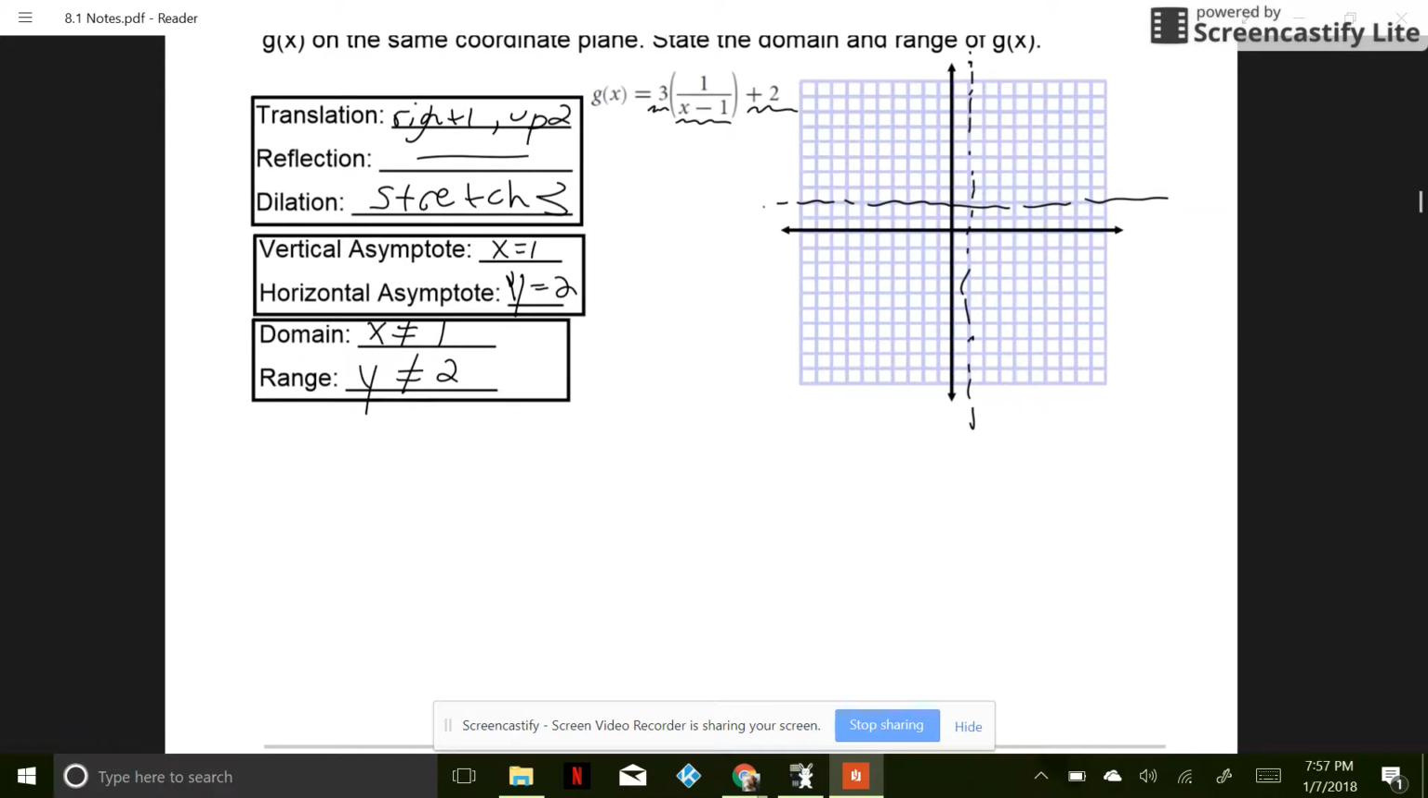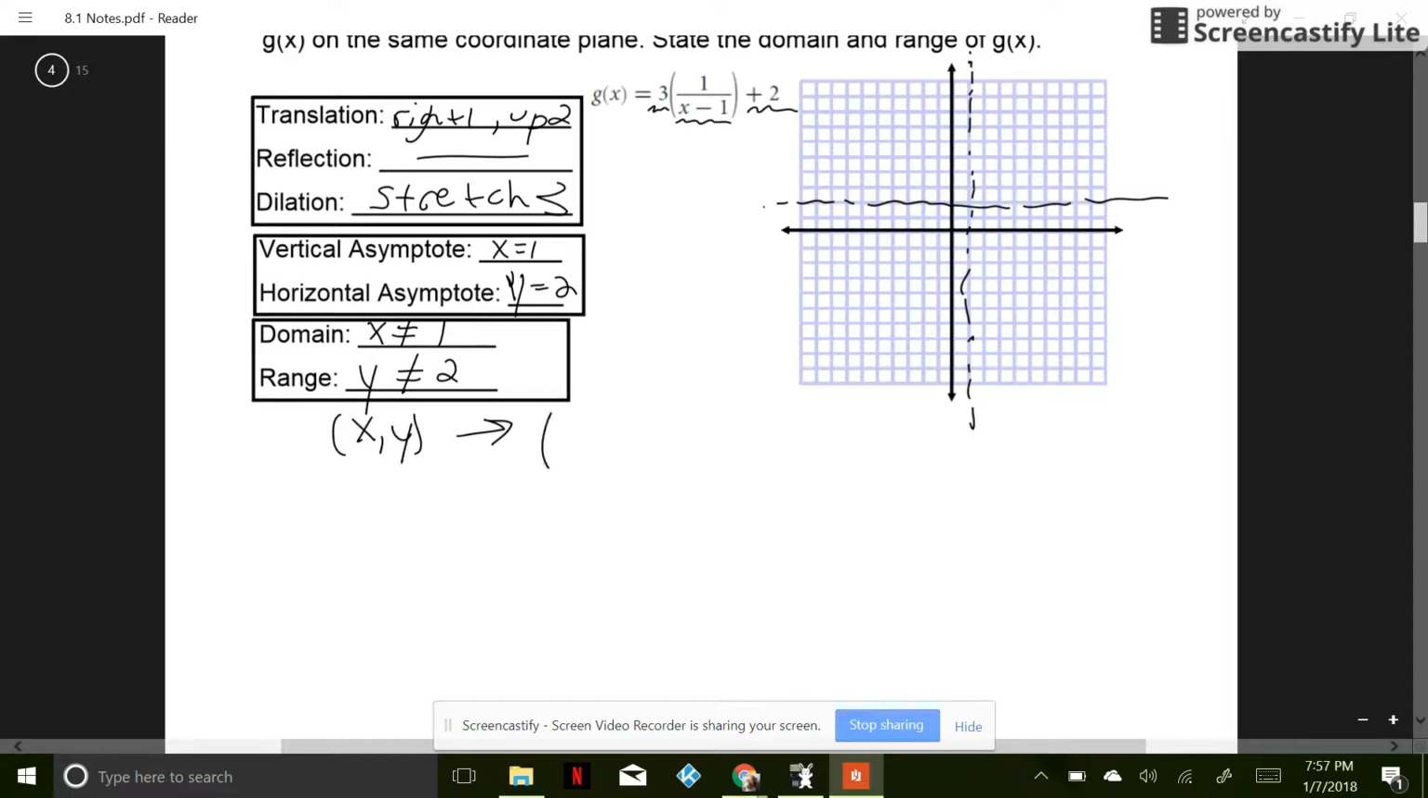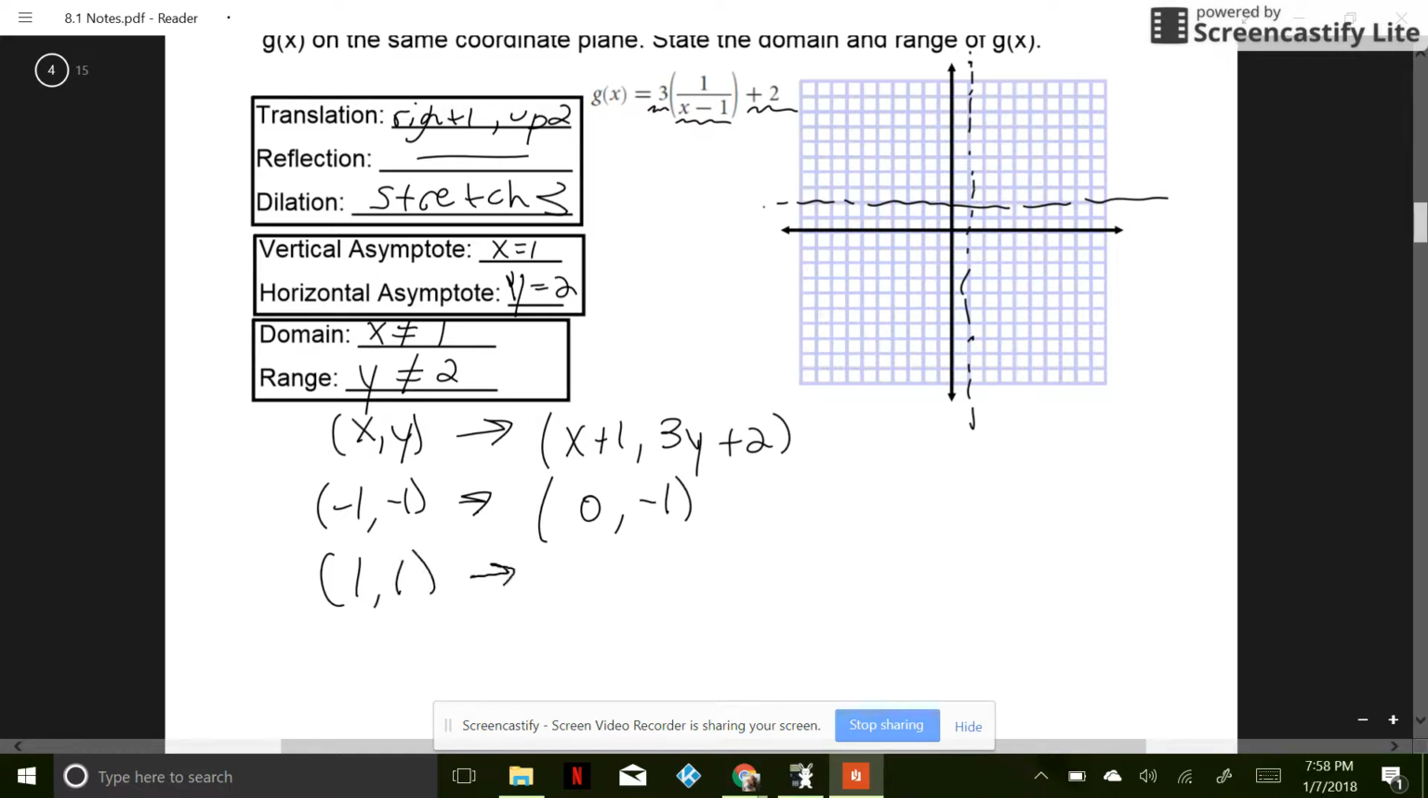So when we think about how do we graph this, well, we have to use those reference points. So we want to see what the function is doing to those. The x minus 1 is just what's doing the right shift. So that means our x values will need to add 1. The 3 multiplying, and then adding the 2, those are affecting the y values. So we'll need to multiply the y values by 3 and then add 2 to do the up shift. So that means the coordinate that was originally -1, -1 will change to 0, -1. And the point that was 1, 1 changes to 2, 5.